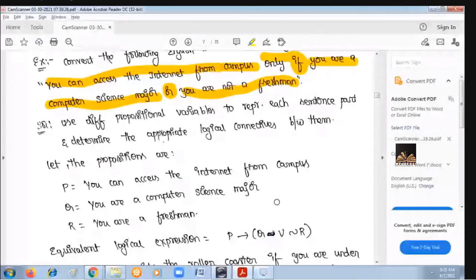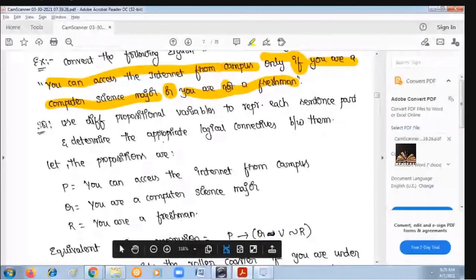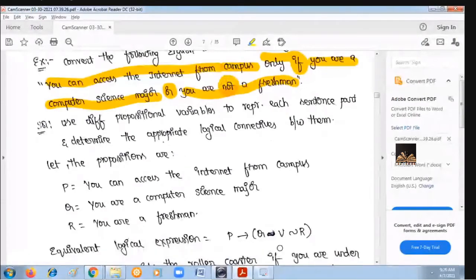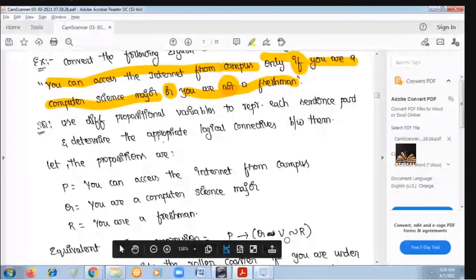This or is your disjunction. And the third statement I have equated to a variable R. What is your R here? You are a freshman, but the condition to be satisfied here is that you are not a freshman. Not means what? It is a negation. So negation of R. Therefore, the equivalent expression for this statement will be P implies Q or negation R.